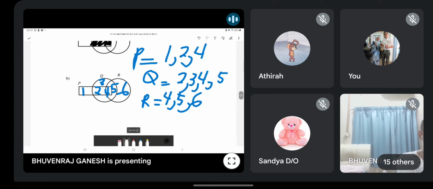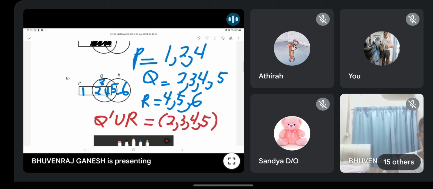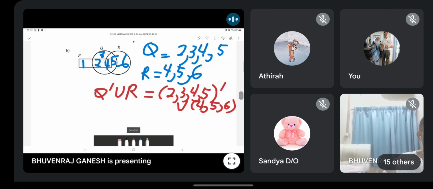Q prime union R. Q prime union R. So how do you get it? 2, 3, 4, 5 is your Q. Take the prime, and then union with 4, 5, 6. So guys, 2, 3, 4, 5 prime. What do you get? What will be the answer for 2, 3, 4, 5 prime? What number will you fill in? Anyone? 2, 3, 4, 5 prime.